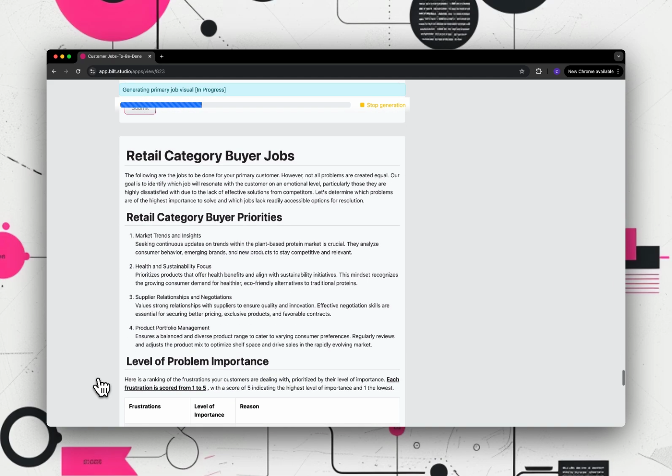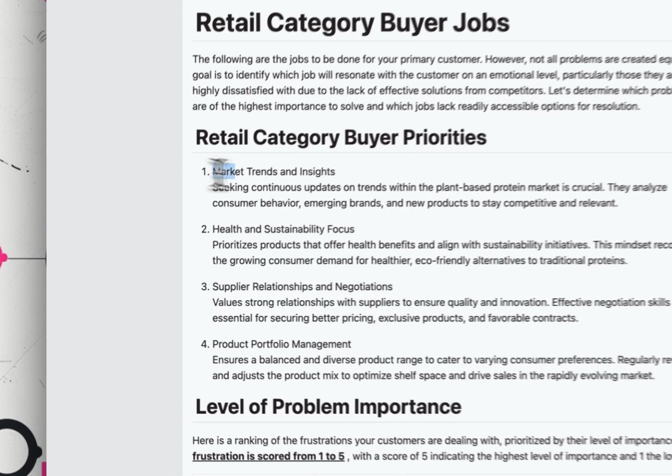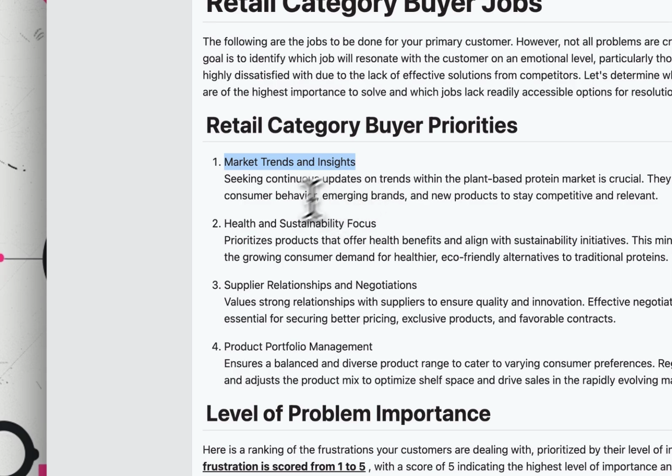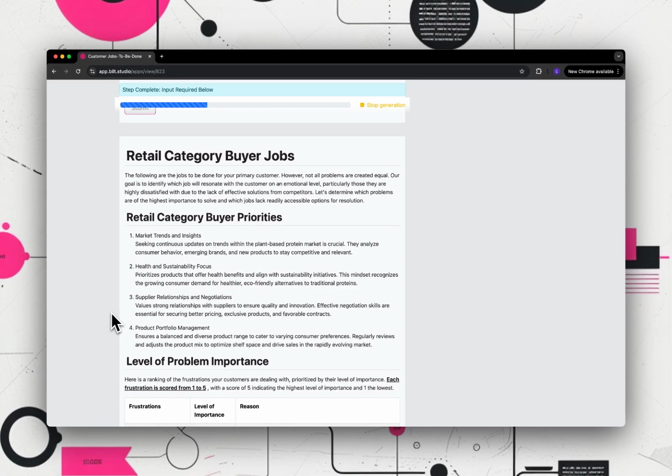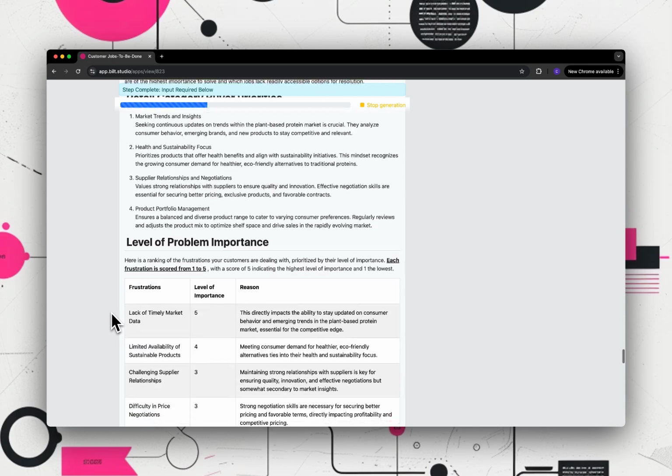It's going to overview a few things. First, it's going to give you an overview of the priorities of that specific customer. So they want market trends and insights, health and sustainability focus, supplier relationship and negotiations. These are their critical measures of how they engage with things. And again, you'll notice that none of these were really built into my narrative yet. So these are new discoveries that I can put into my product positioning.